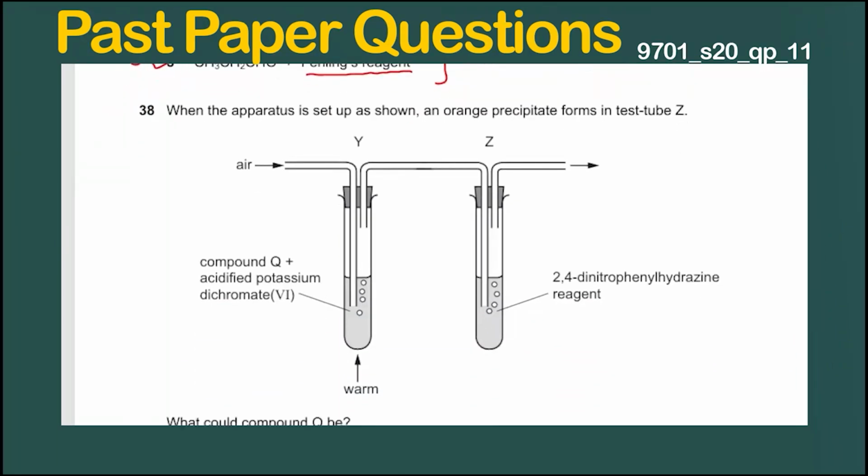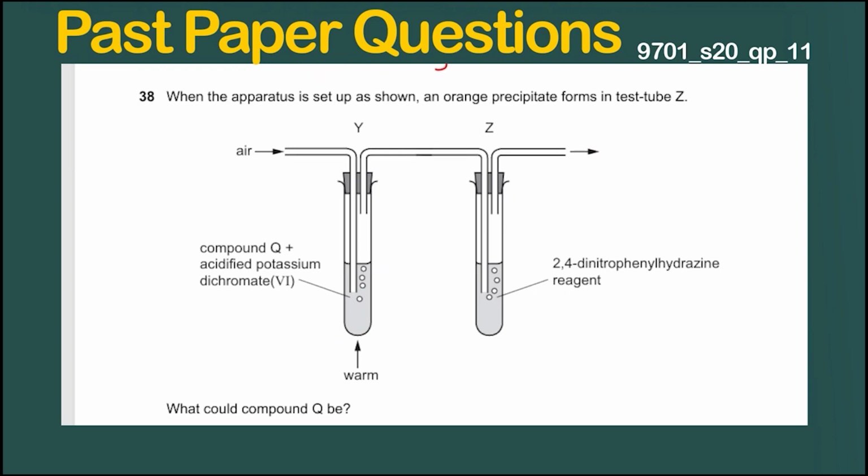Question number 38. When the apparatus is set up as shown, an orange precipitate forms in the test tube. Compound Q plus acidified potassium dichromate. On the other hand, we have the 2,4-dinitrophenylhydrazine test. Which compounds show this? All aldehydes and ketones can show this 2,4-dinitrophenylhydrazine test, which can give you the orange precipitate.